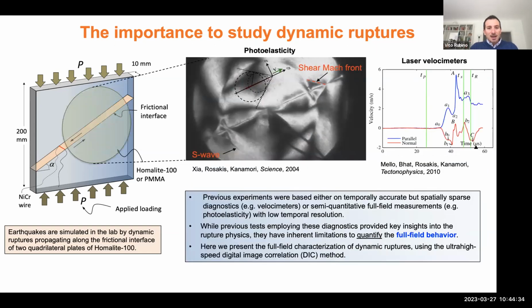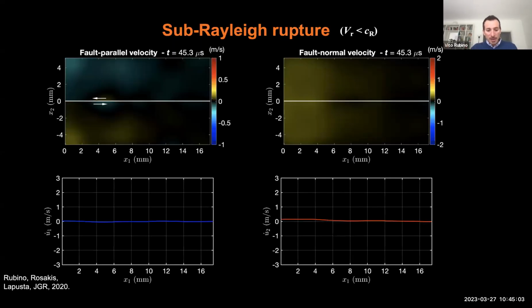In the past, using this setup in the group of Professor Rosakis, it was possible to show that ruptures could indeed propagate at supershear speed using dynamic photoelasticity. However, this approach was semi-quantitative, so it did not allow us to quantify particle velocities and stresses at every point along the field. This prompted us to develop a different approach, the image correlation approach.